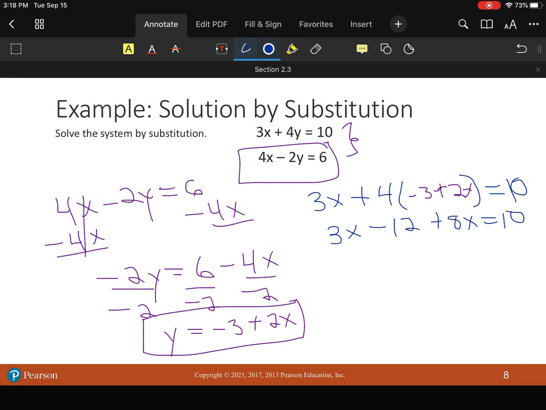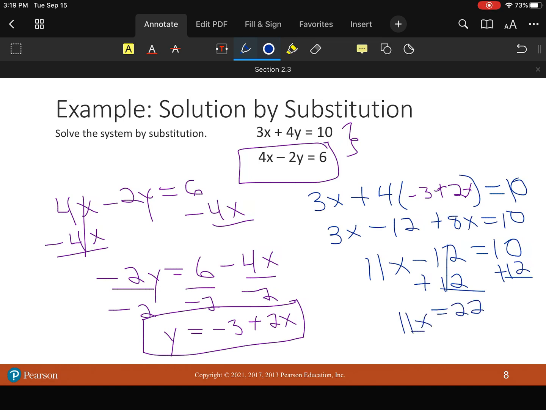And we end up with, let's clean that up. We end up with 11x minus 12 equals 10. We just combine like terms on the left side of the screen. We're going to add 12 to both sides, and we end up with 11x equals 22. Last step, divide by 11, x is 2.